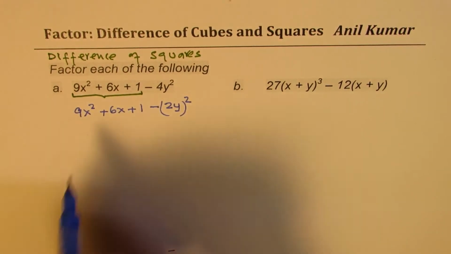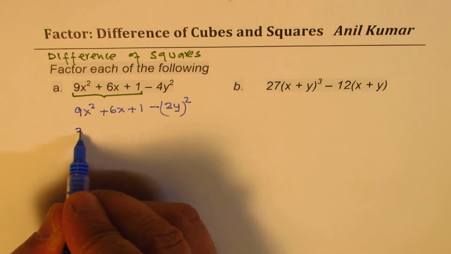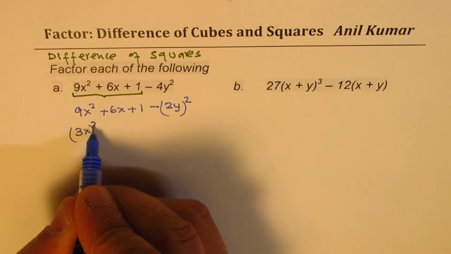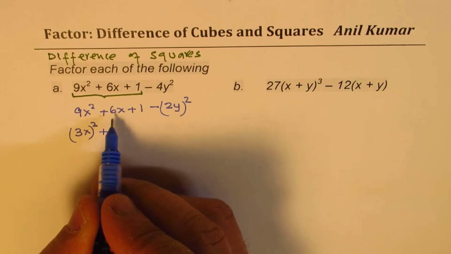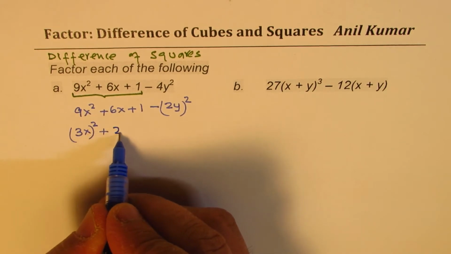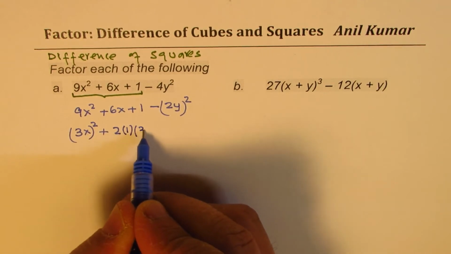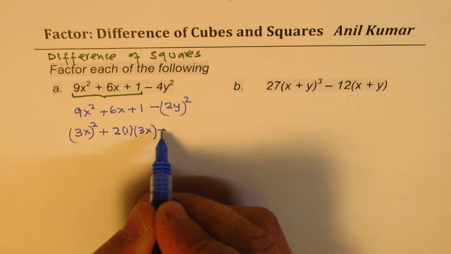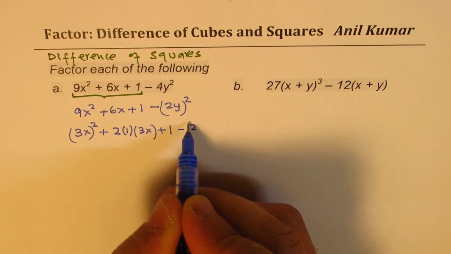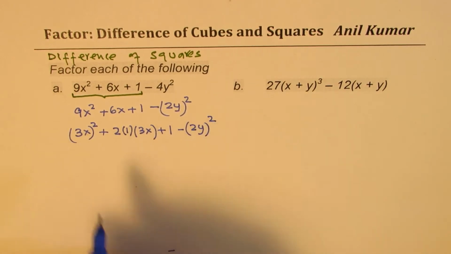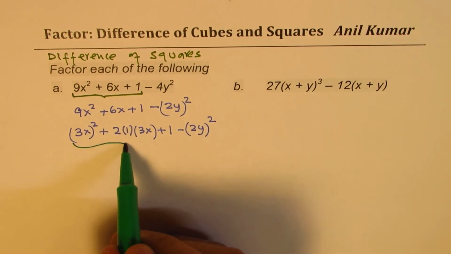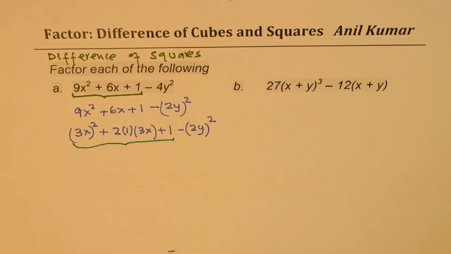Now 9x squared could be written as 3x whole square. And the center term 6x is 2 times 1 times 3x. And now we could write plus 1 and minus 2y whole square. As you can clearly see, these three terms form a perfect square, right?